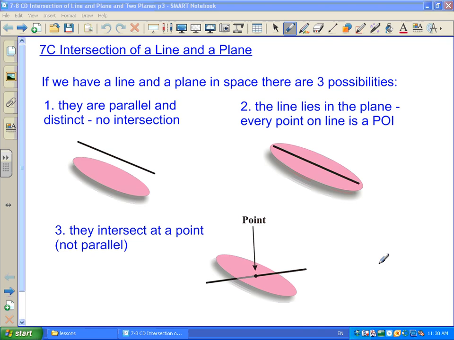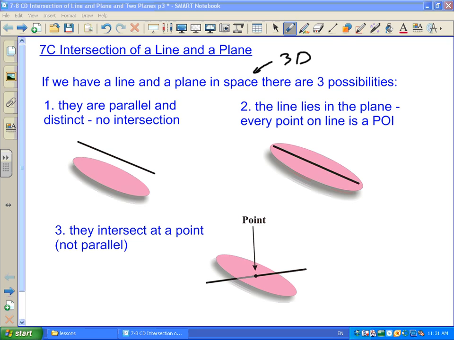All right, so we're working on box 7C here, intersection of a line and a plane. If we have a line and a plane in space, so we're working in 3 dimensions here, because obviously if we have a line and a plane in 2 dimensions, then we just have one possible plane, and so the line has to be in the plane. So we're working in 3-dimensional lines, and of course planes only really make sense in 3 dimensions.